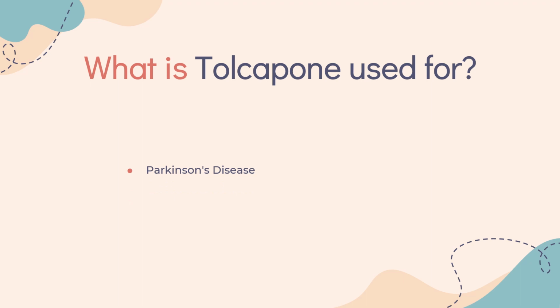What is Tolcapone used for? Used as an adjunct to levodopa/carbidopa therapy for the symptomatic treatment of Parkinson's disease. This drug is generally reserved for patients with Parkinsonian syndrome receiving levodopa/carbidopa who are experiencing symptom fluctuations and are not responding adequately to or are not candidates for other adjunctive therapies.